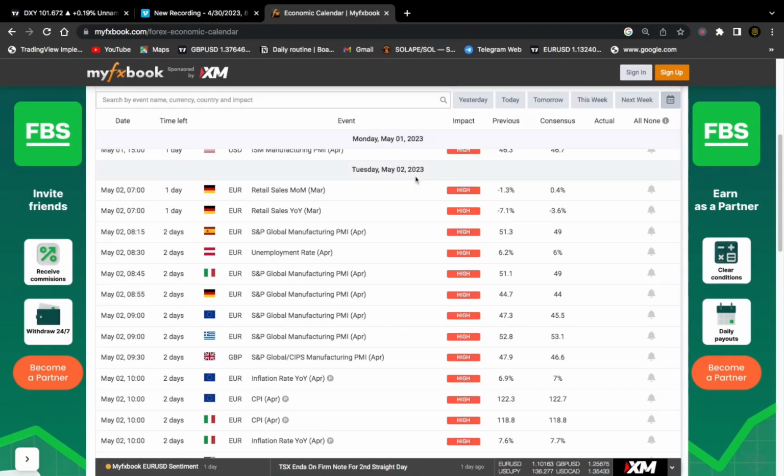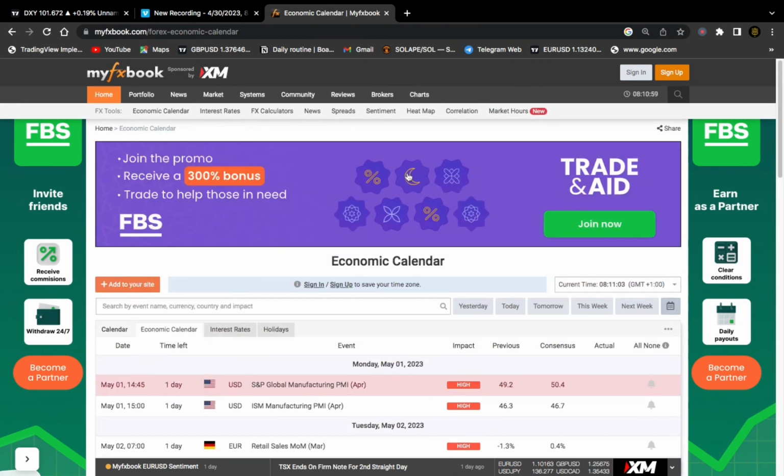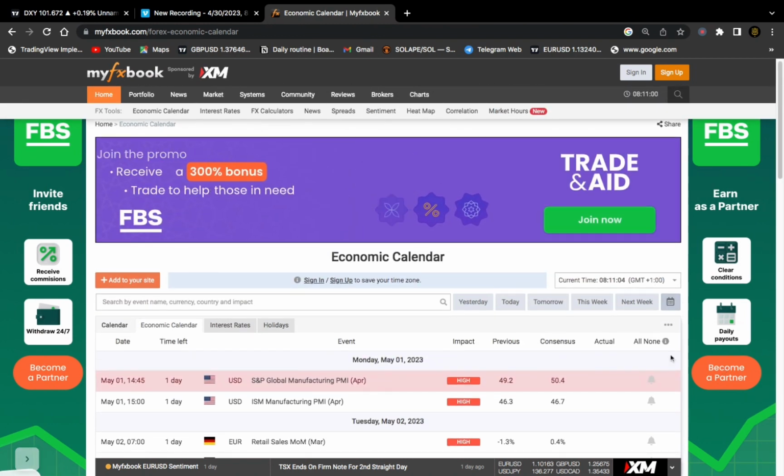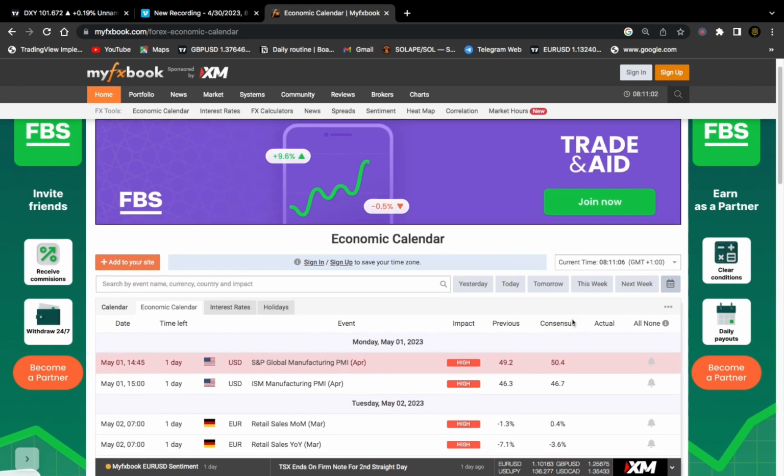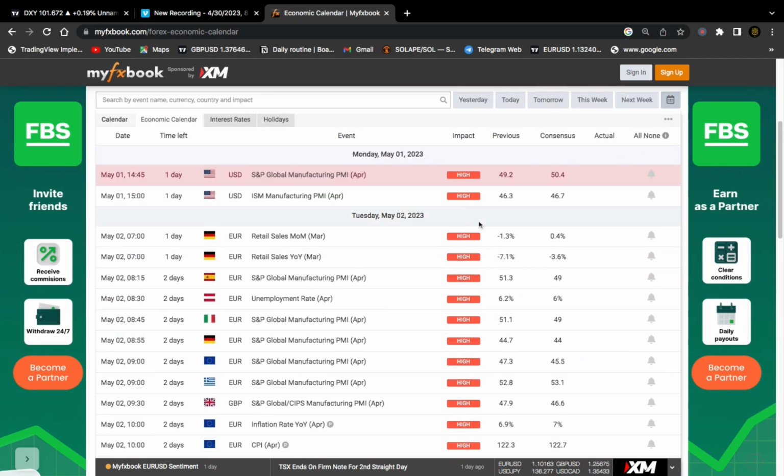Before heading on to our chart, we're going to look at the fundamentals that we're expecting for this week. If we look at the previous week, we had some strong fundamentals, and this week we are seeing very strong fundamentals from the NFP and so many other news. So let's have a quick look at the news that we're expecting. We're looking at Monday.